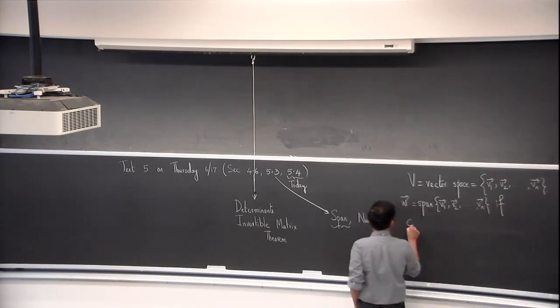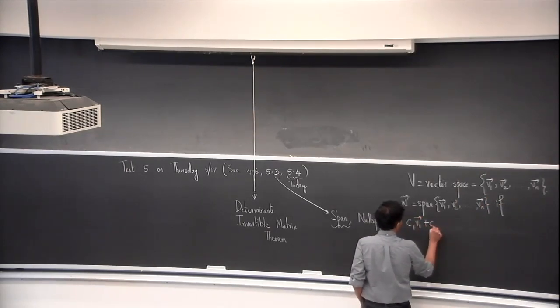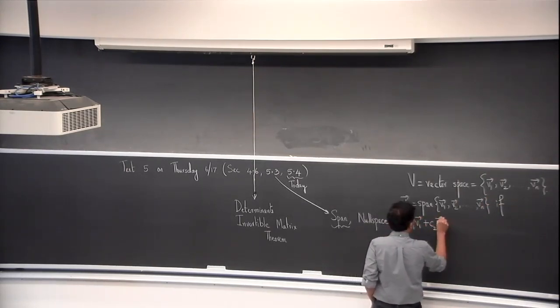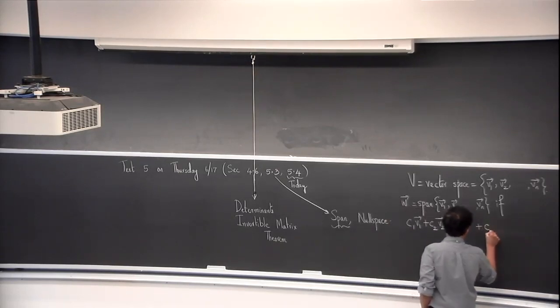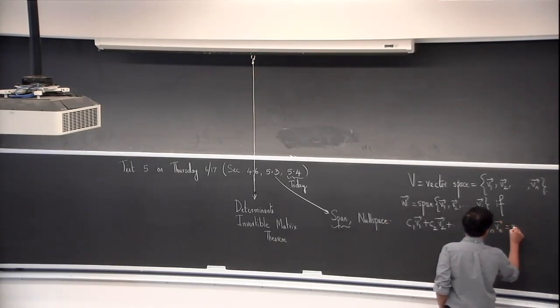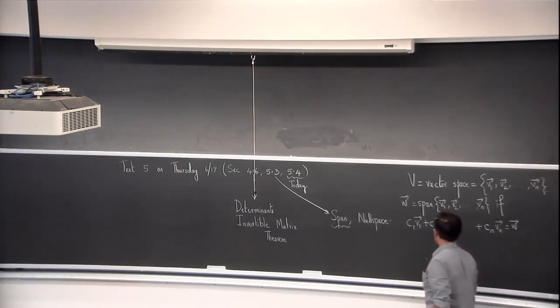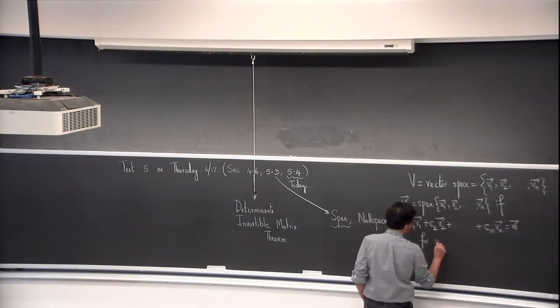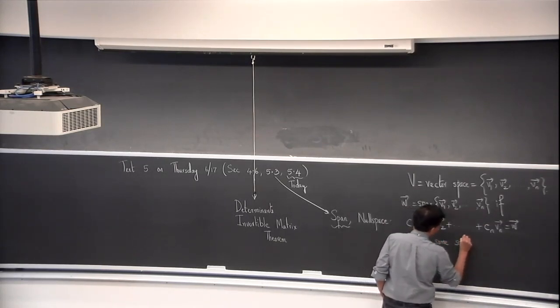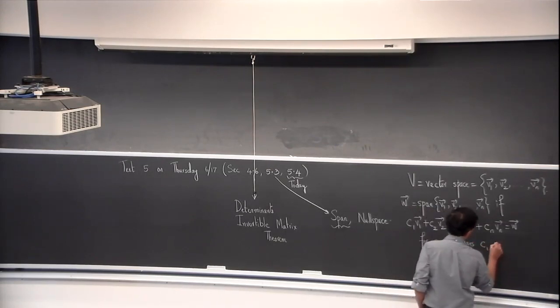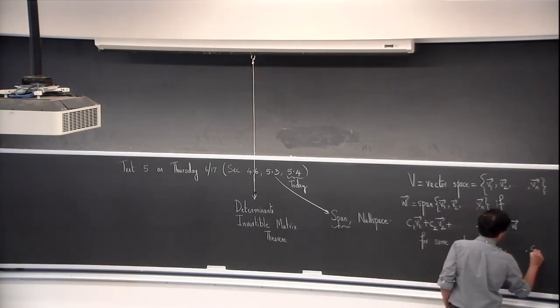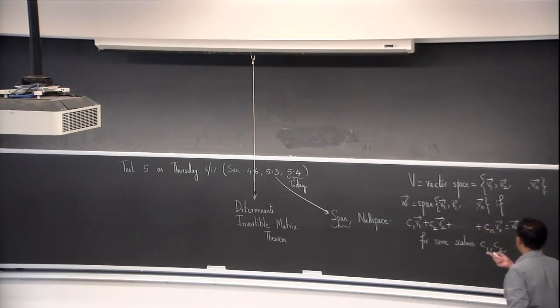So if C1 V1 plus C2 V2 plus ... Cn Vn is equal to W for some scalars C1, C2, C3 ... Cn. And not all of them need to be non-zero. There could be some zero scalars in there, that's fine. At the end of it, we should be able to represent this W as a combination of those vectors there.